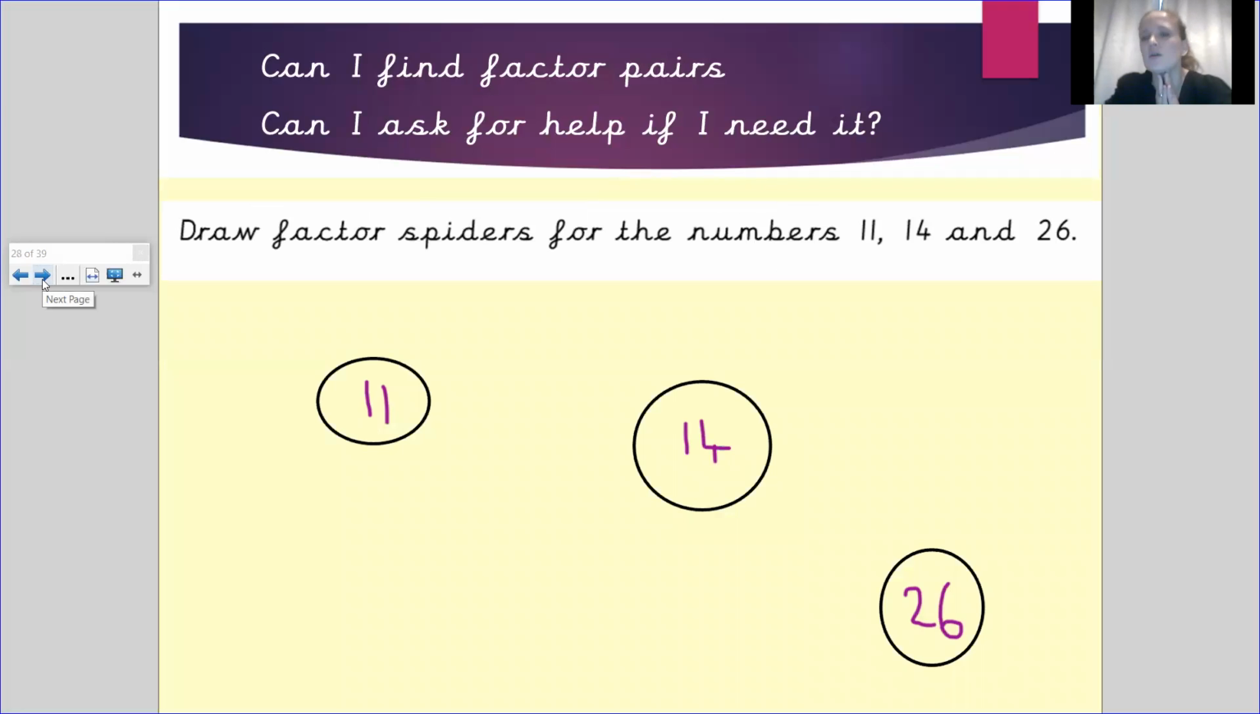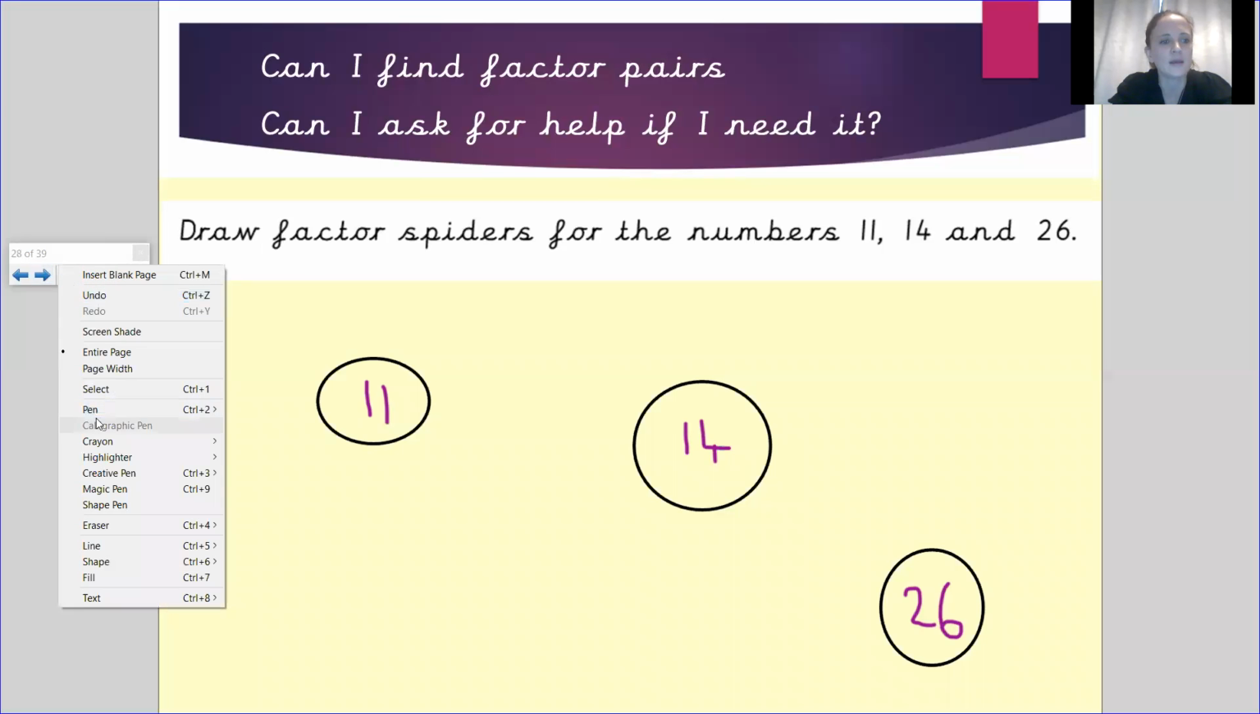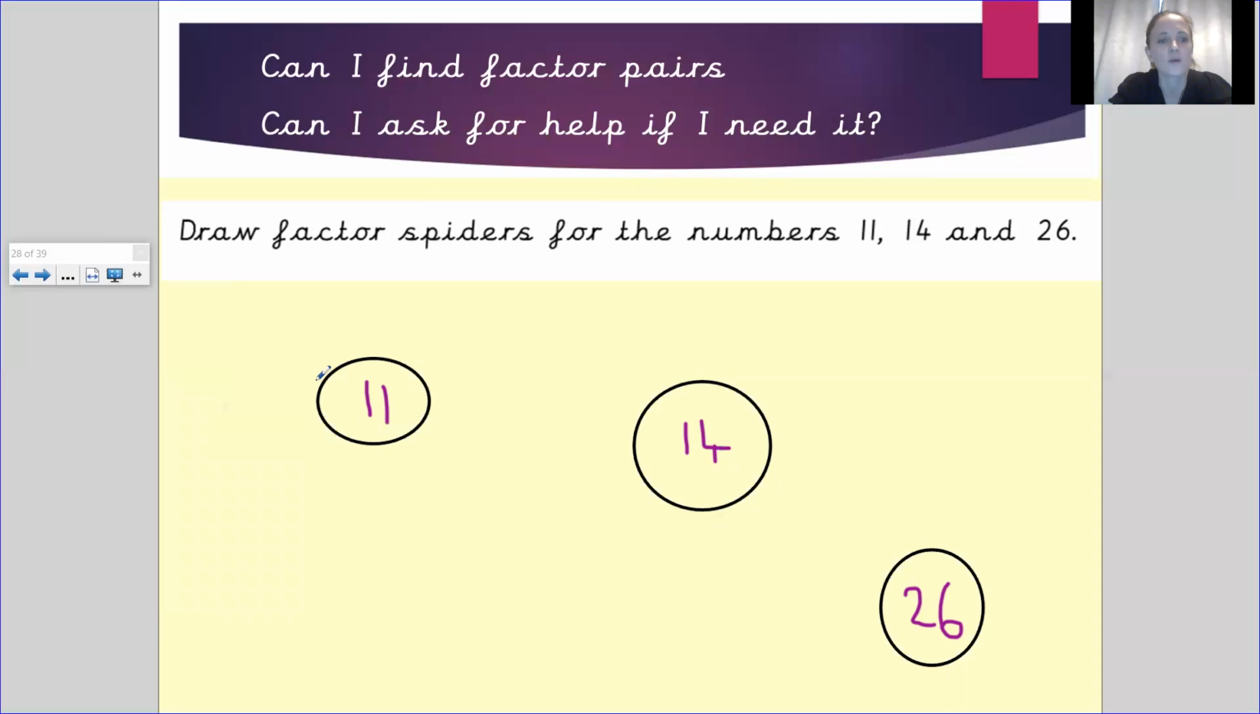So I'd like you now to pause the video and write in a factor spider for the numbers 11 and 14 and 26. My suggestion to you would be to start with ones that you know. So for example, 1 and 11. See if there's any more factors that you can think of before you start repeating numbers. So start with 1 times 14. So for example, 1 and 14.